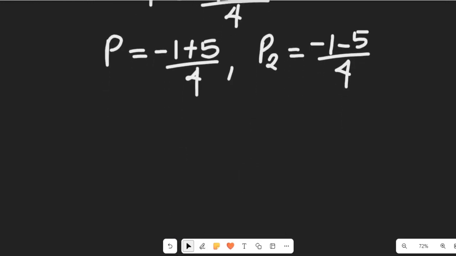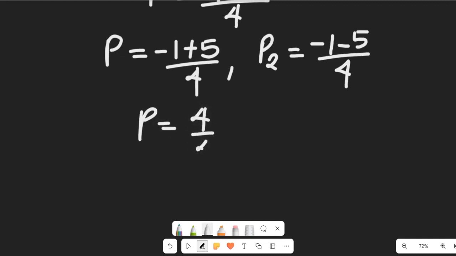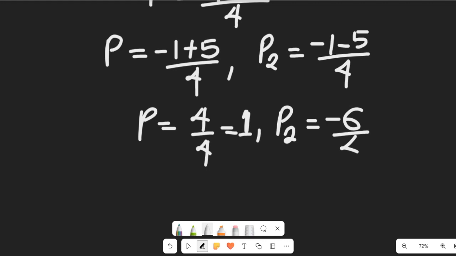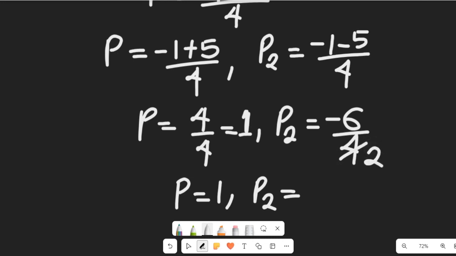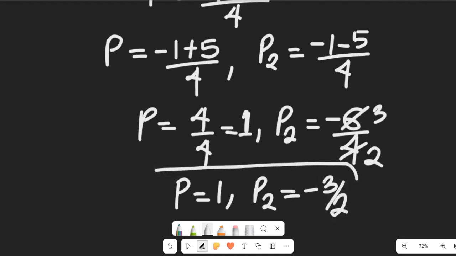From here, the value of P1 will be equal to 4 divided by 4, which is equal to 1. While here, P2 will be equal to negative 6 divided by 4. So while P1 is equal to 1, our P2, dividing by 2 here and by 2 here, will give us negative 3 divided by 2. So these are the two solutions for the value of P.